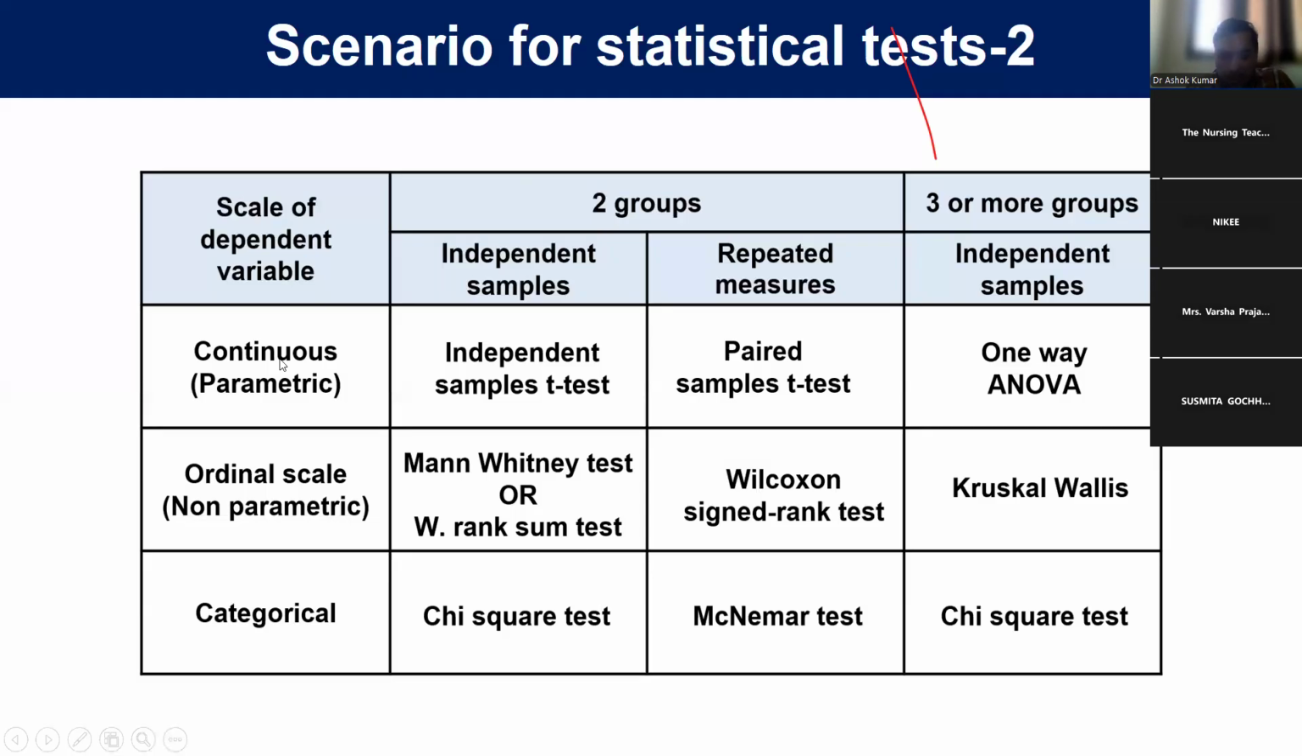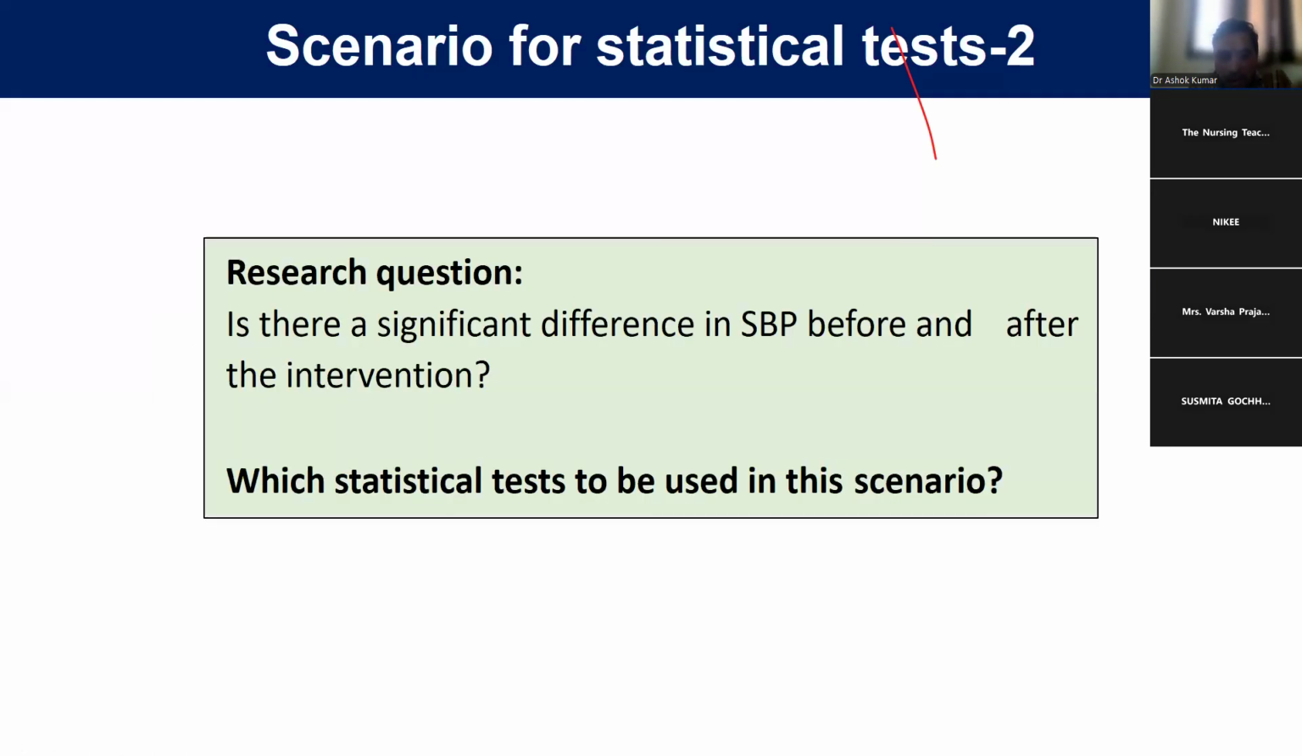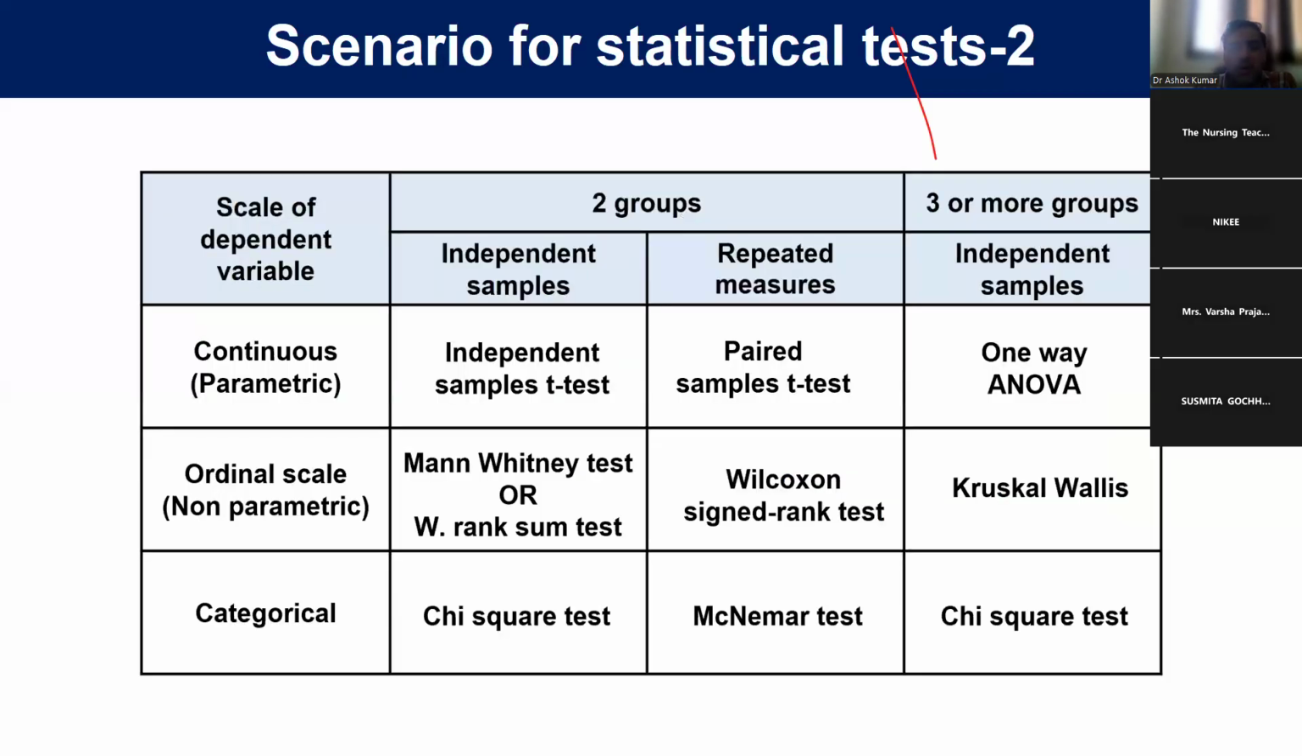So this is our systolic BP before and after the intervention. Systolic BP is a continuous variable, and assuming it is normally distributed, that means it is parametric. And it is before and after, which means it is a repeated measures design, with two measurements. Then we have to use a paired t-test.